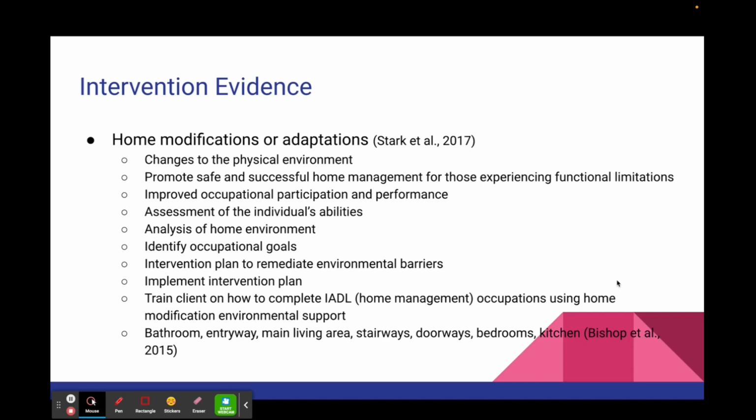In a study by Bishop et al., the majority of home modifications or adaptations identified were in the bathroom, the entryway, the main living area, stairways, doorways, bedrooms, and the kitchen, which are areas most often accessed for occupational participation.